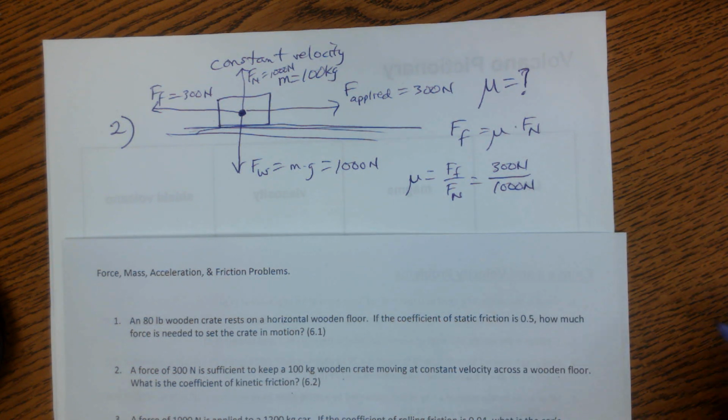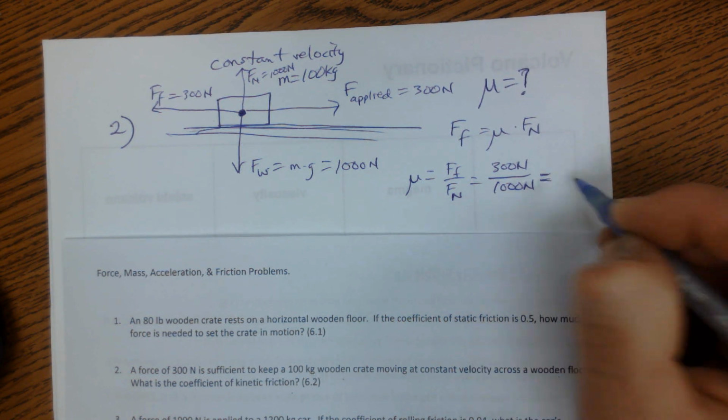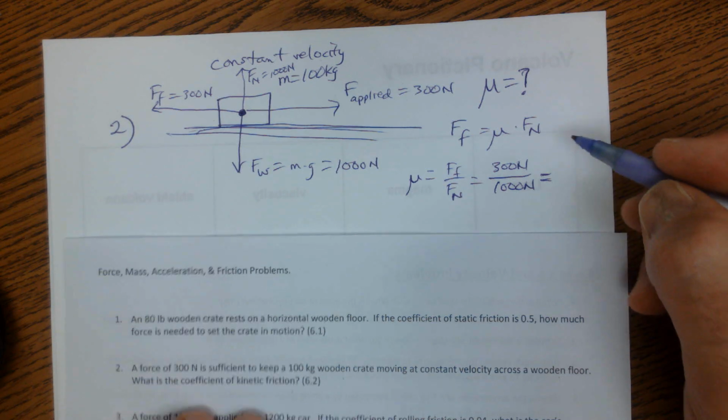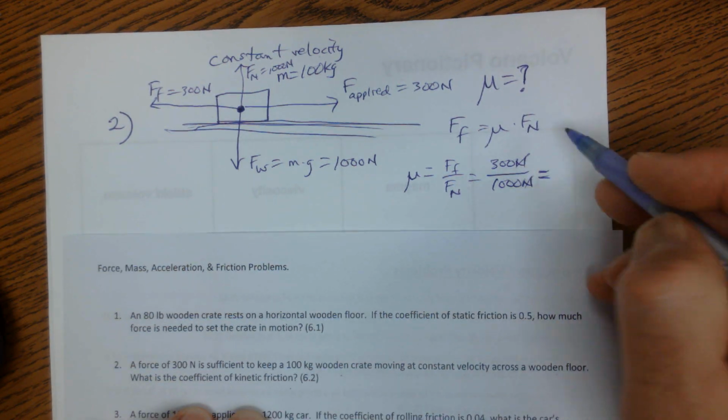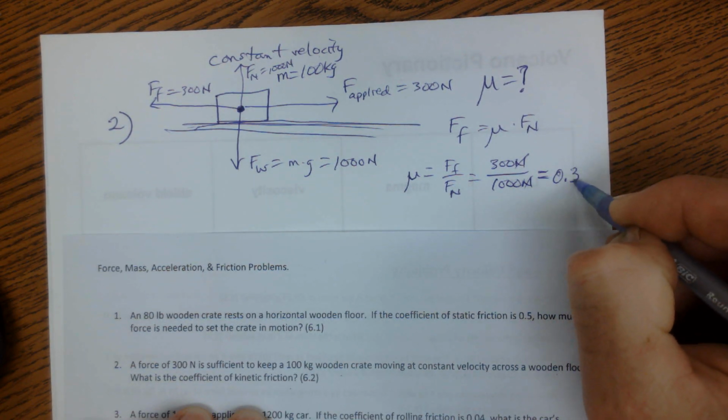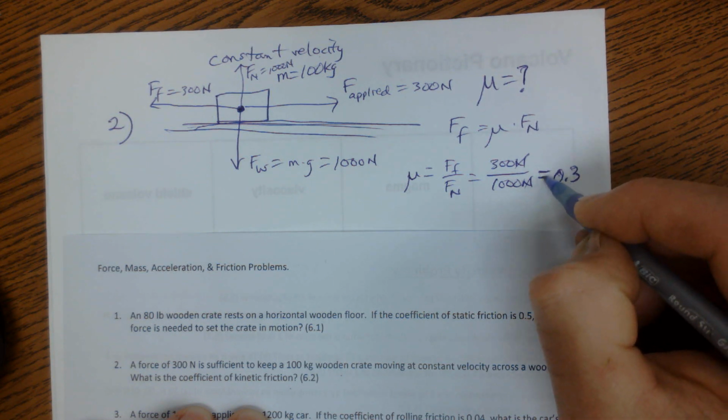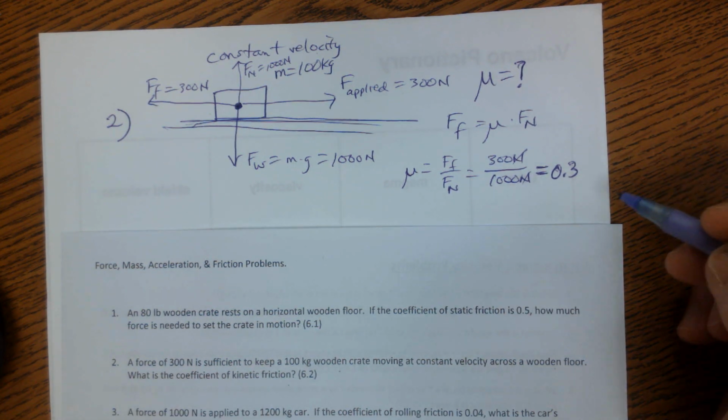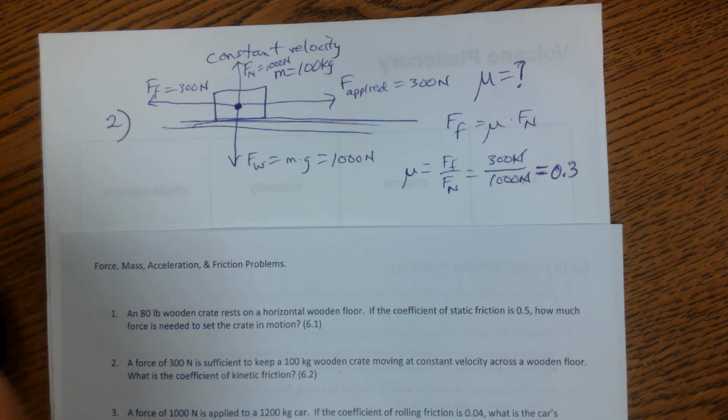divided by 1,000 newtons. In one of the rare cases in physics where there are no units, the newtons cancel. 300 divided by 1,000 is 0.3. And you can bask in the glorious joy of knowing you don't have any units to deal with for one problem. So the coefficient of friction is 0.3.